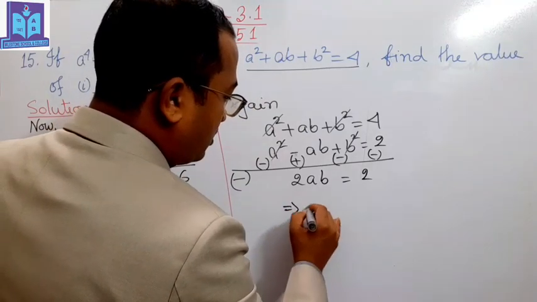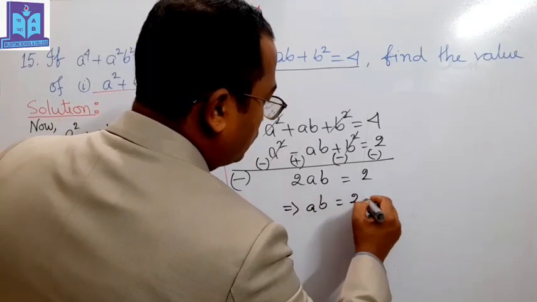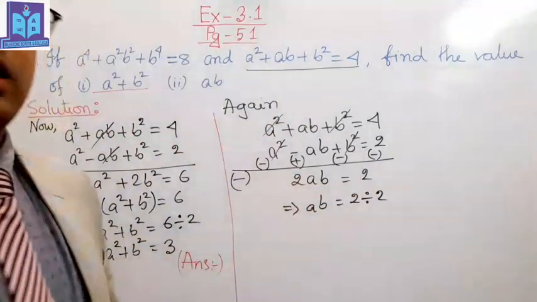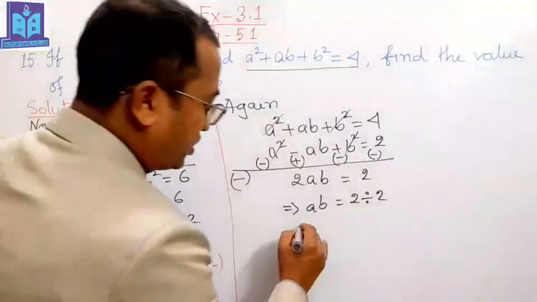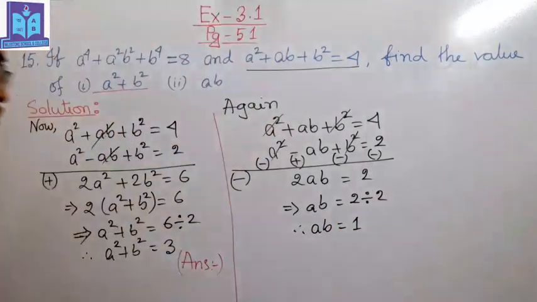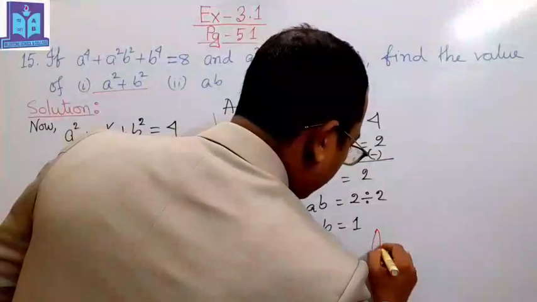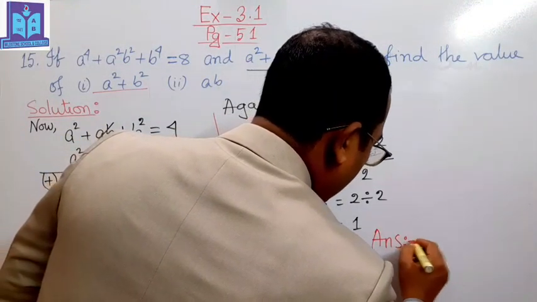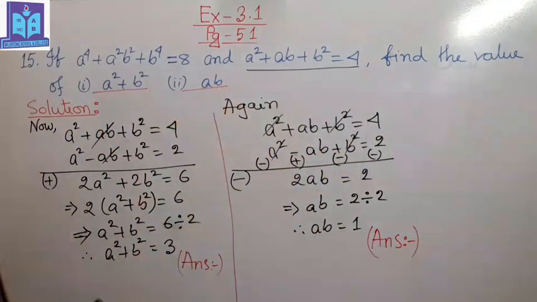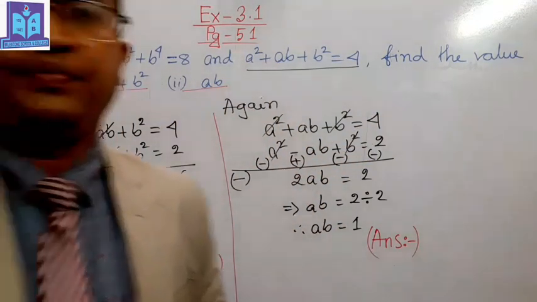Therefore, ab equal to 2 divided by 2. If I take this 2 to the right side, it will be division. Therefore, ab is equal to 1. So the value of ab is equal to 1. This is the answer of the second part of this math.